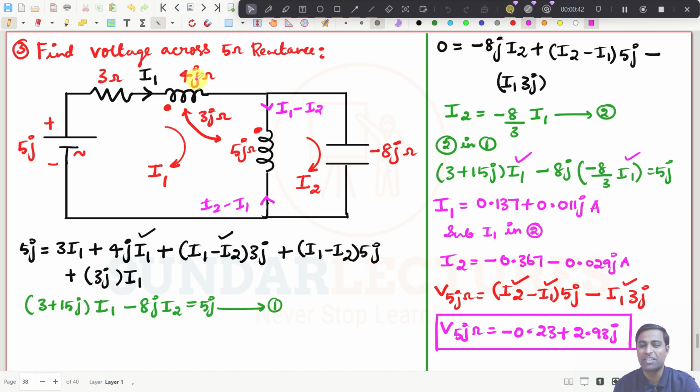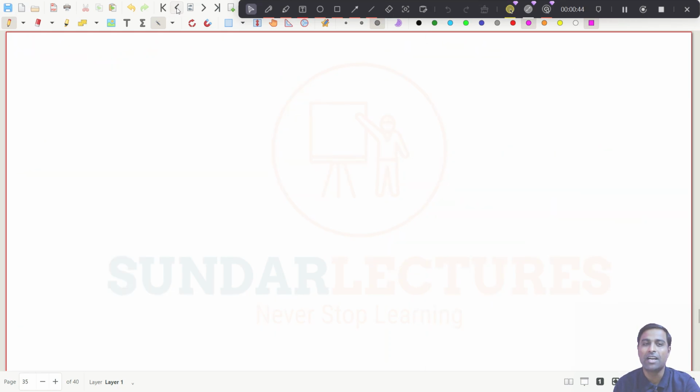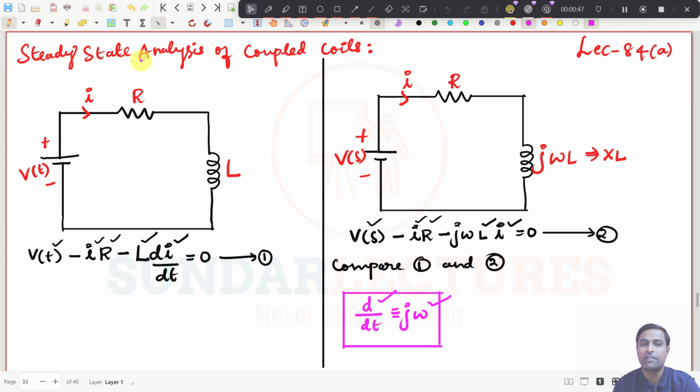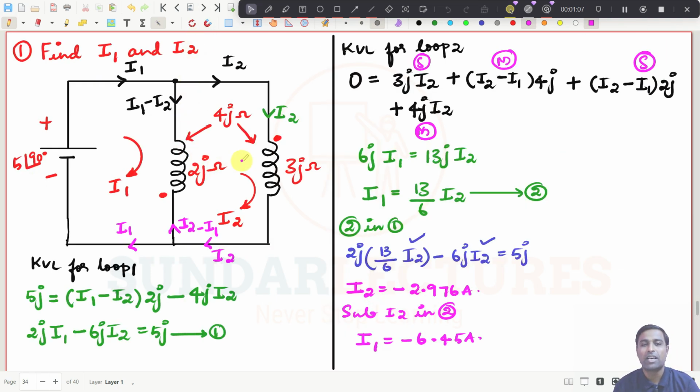So what are the topics we have seen? Only three problems. The main idea we have taken is the steady state analysis of a coupled coil. If I write the expression for the time domain and for the frequency domain, I can easily compare that the d by dt operator can be replaced with the j omega terms. That is what we have compared, and we have taken the problems with the j omega L terms, right? And we have seen how to write the expressions for mutually coupled coils. That means exactly how to write the self-induced EMF and mutually induced EMF.